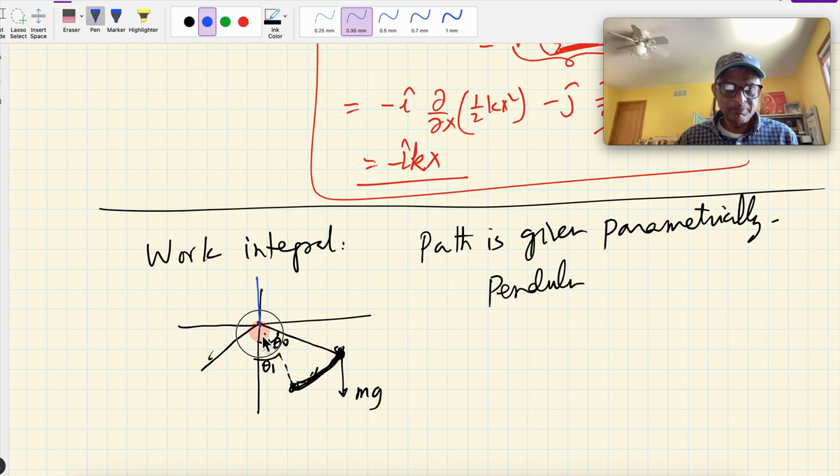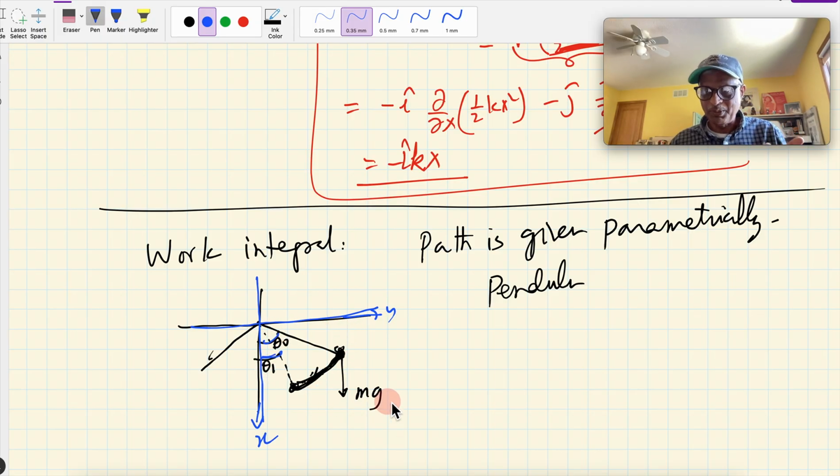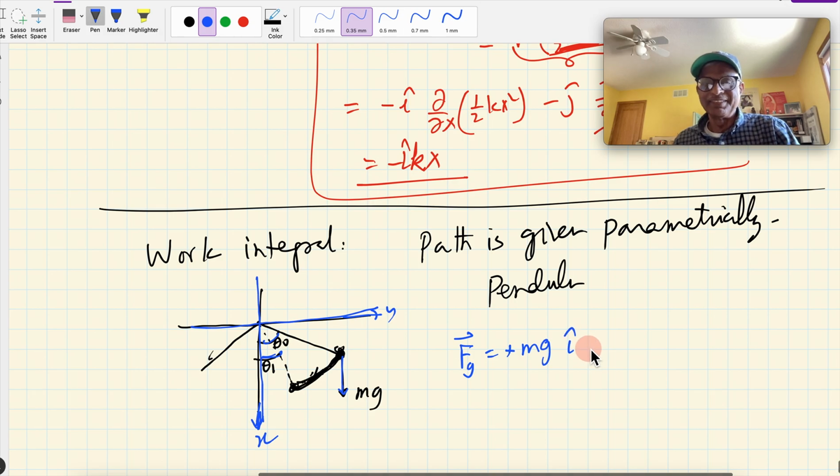You can do it like this: this is the x-axis and this is the y-axis, then these angles will be the polar coordinates. You could do it in polar coordinates, right? And this mg, the force of gravity, will be, actually plus mg, because x is down here, in the i hat direction.